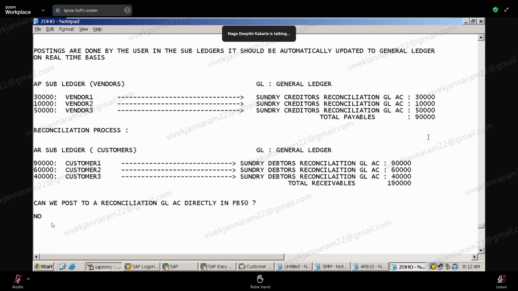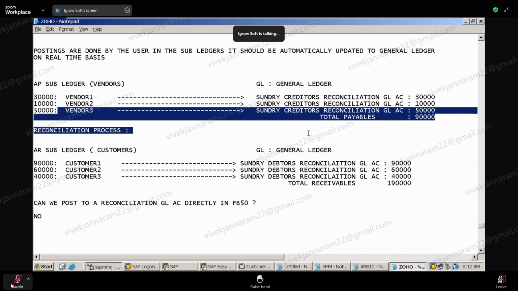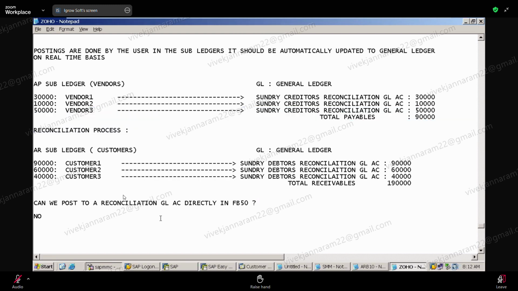Okay. So can we post to a reconciliation GL account directly in FB50? The answer is no. Because if you update here, then it will create an imbalance. My subledger will show something, my general ledger will show something else. Correct?